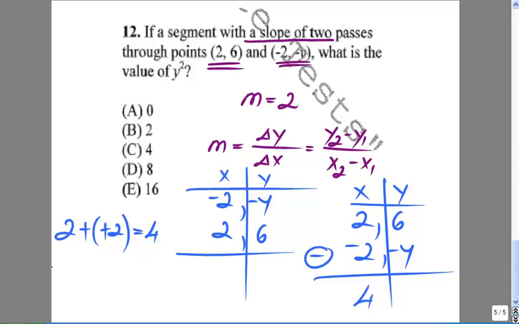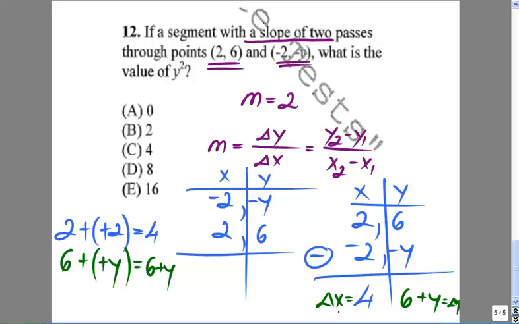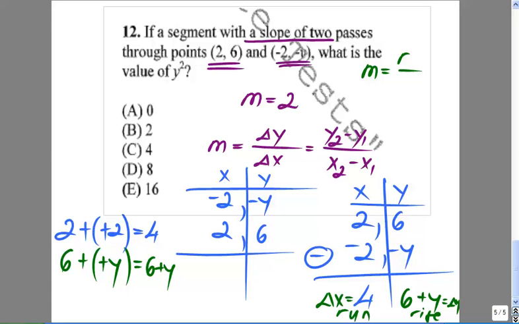Same story. If I have 6 minus negative y, adding the opposite, or changing both signs, will be 6 plus y. So this one is 6 plus y. Now this is your change in x, and this is your change in y. Or basically this is your run and this is your rise, because you remember from elementary school that slope is rise over run.